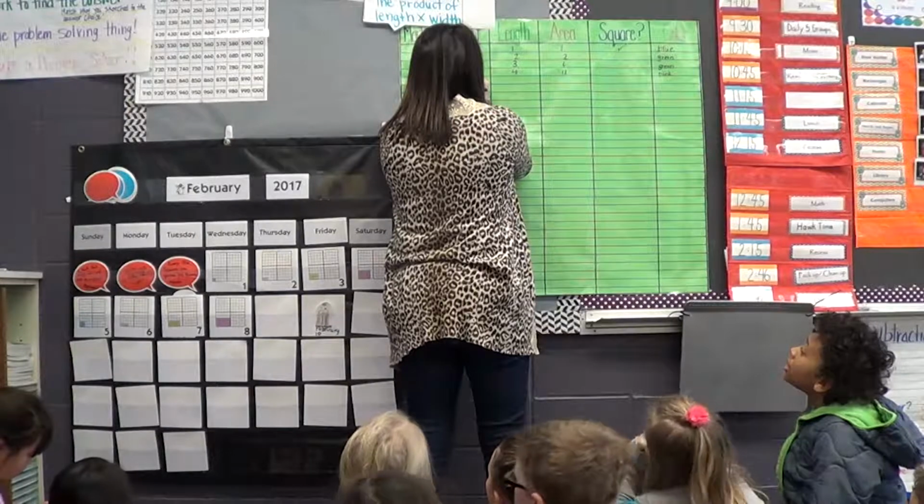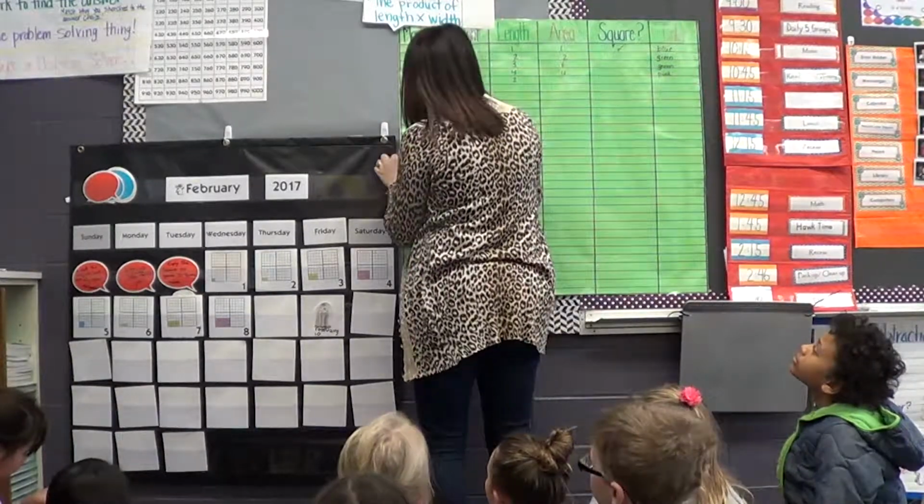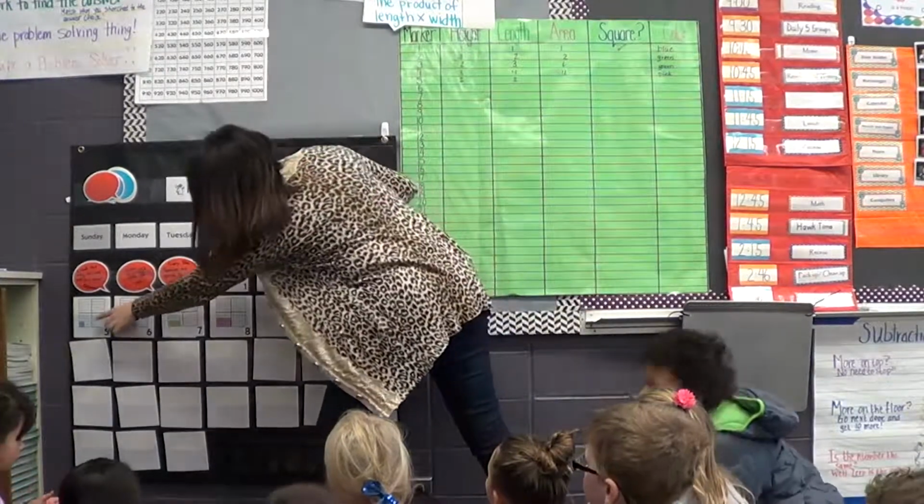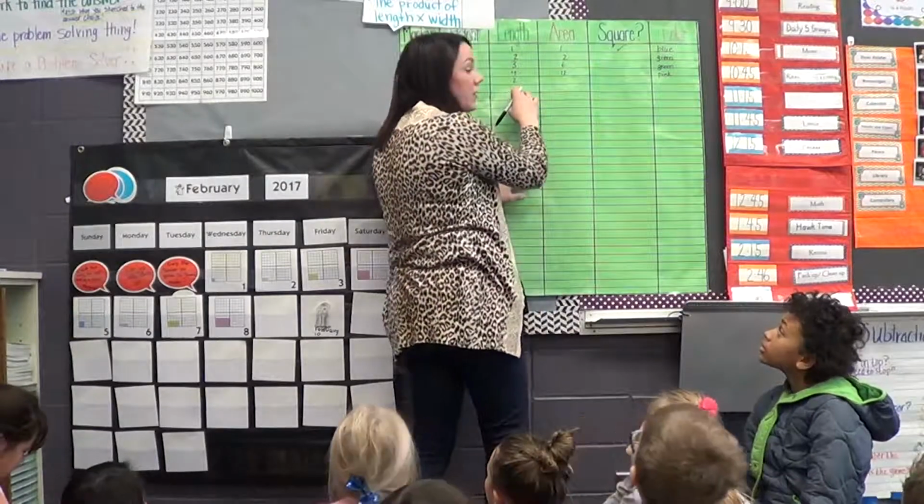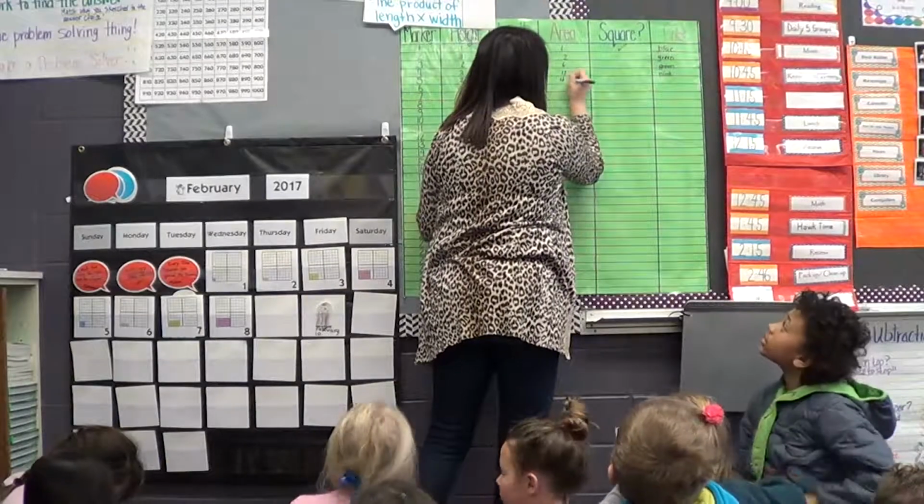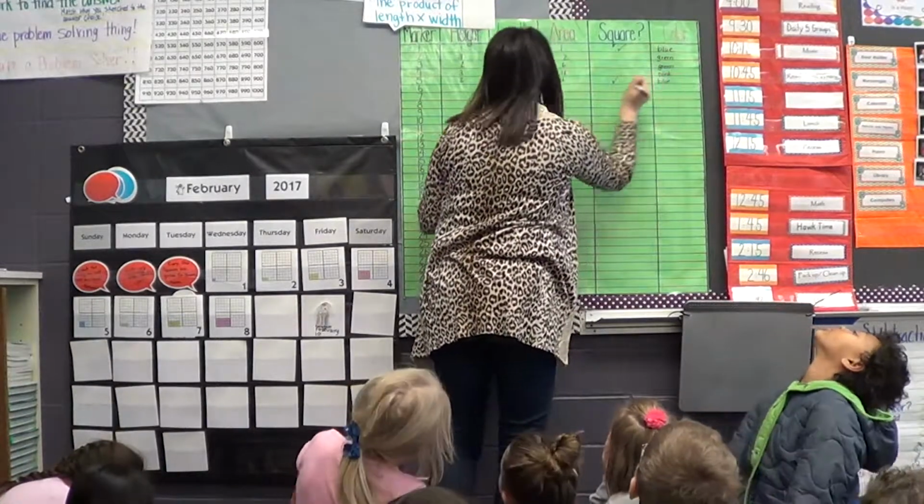All right, number 5. What's our height? 2. The length? Whoa. Let's look at number 5. We have the height is 2. The length is 2. The area is 4. Is it a square? Yes. What color is it? Blue.